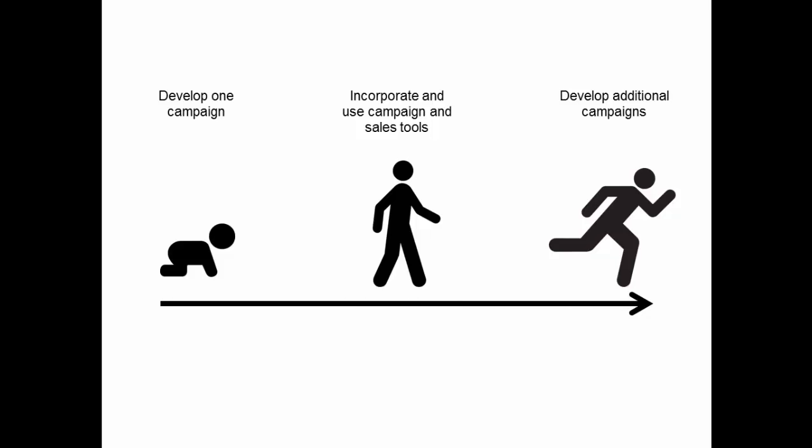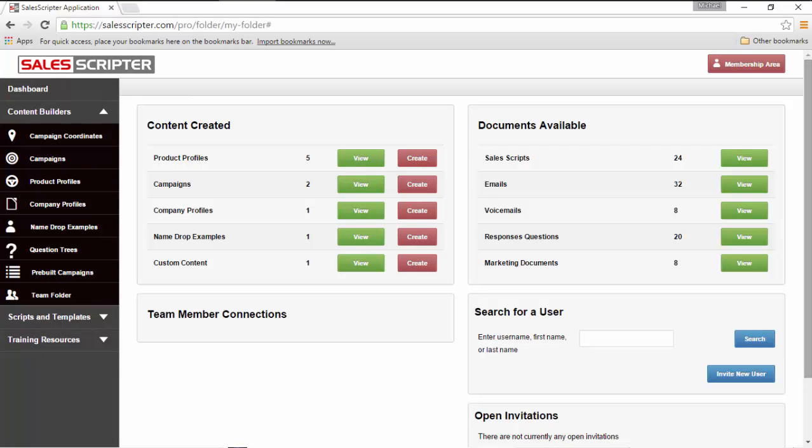Your walk step is going to be to really incorporate that campaign into your process and really get familiar with all the different sales tools that SalesScripter has to offer you. Once you're comfortable with that and up and running, work towards developing those secondary campaigns that really drill into different product groups or target audiences. If that has you a little intimidated, don't worry. SalesScripter is going to walk you through how to structure all of that and get going in the right direction.